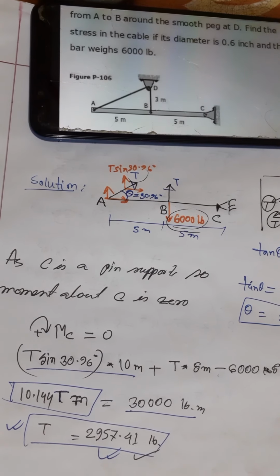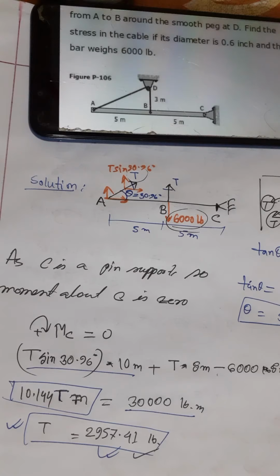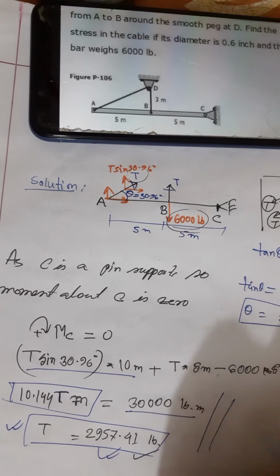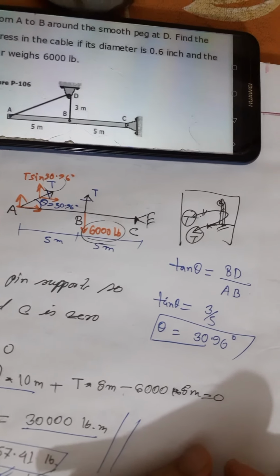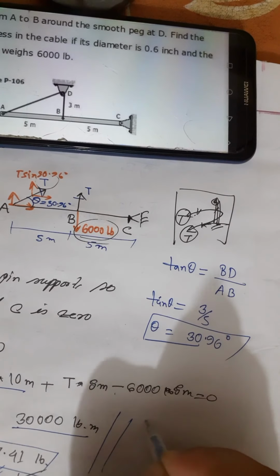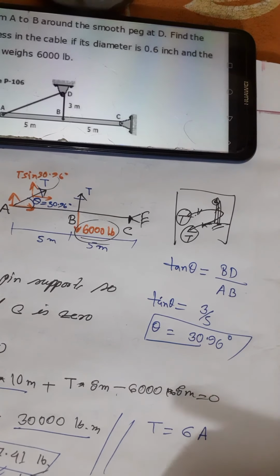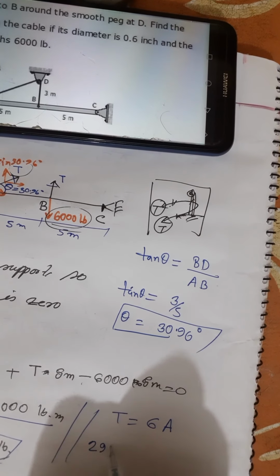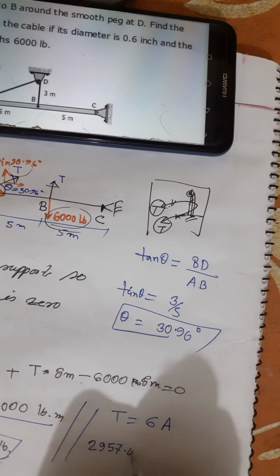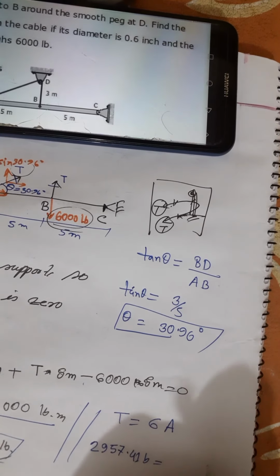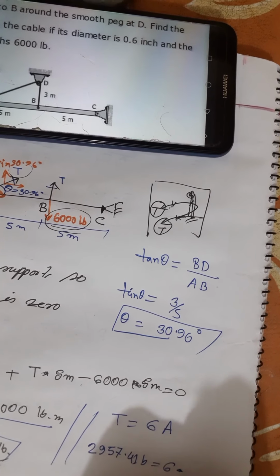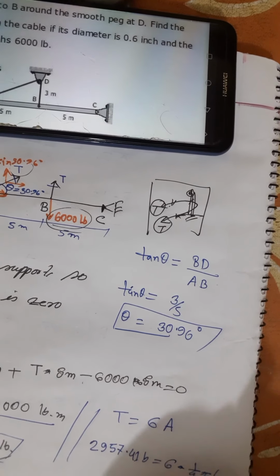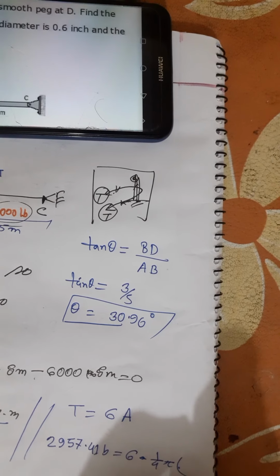So we have to find the stress on the cable. So we know that force equals stress into area, that is T equal sigma into A. So we know that T equal 2,957.41 pound, and we have to find the sigma, and cross sectional area is 1 by 4 pi d square, and the cross section area of the cable is 0.6 inches square.